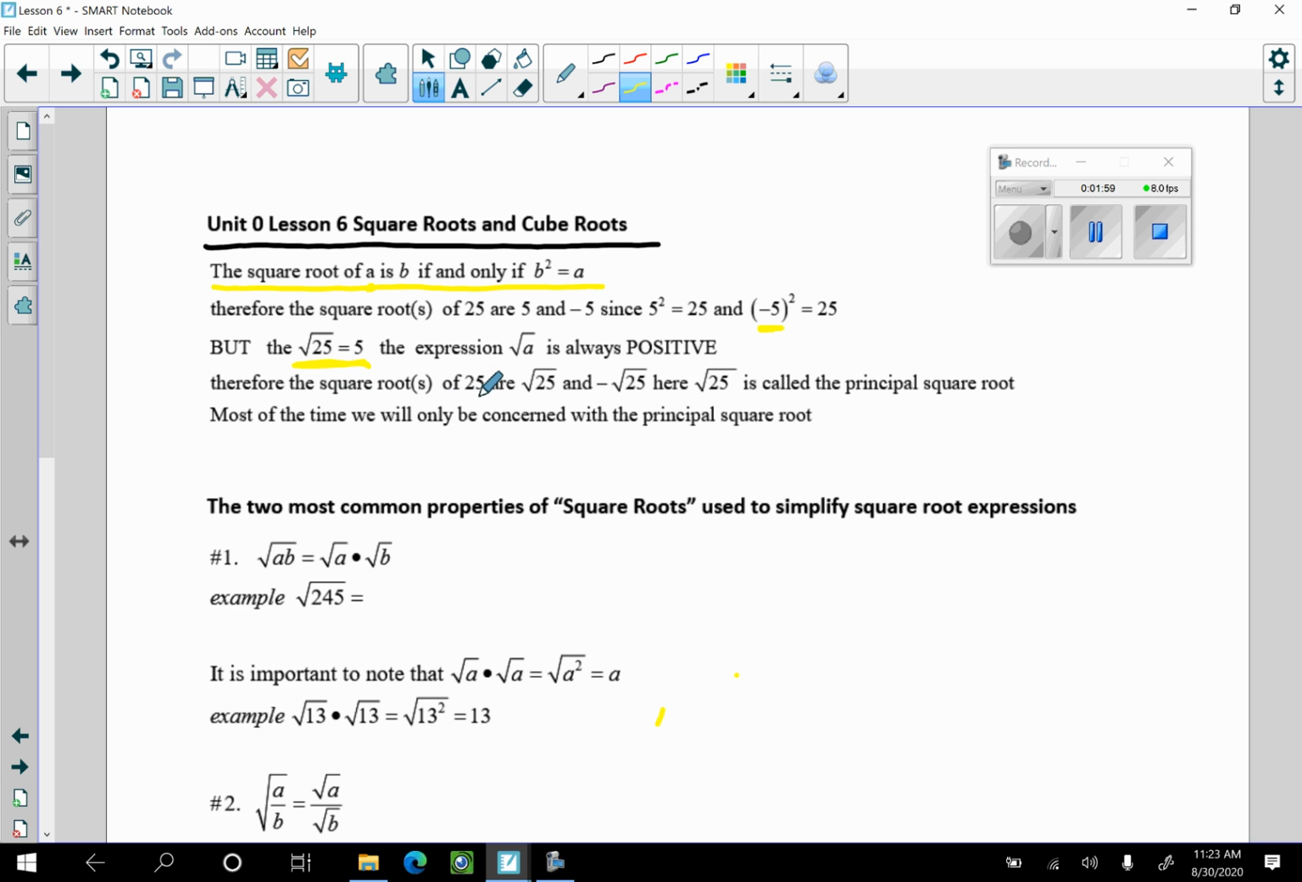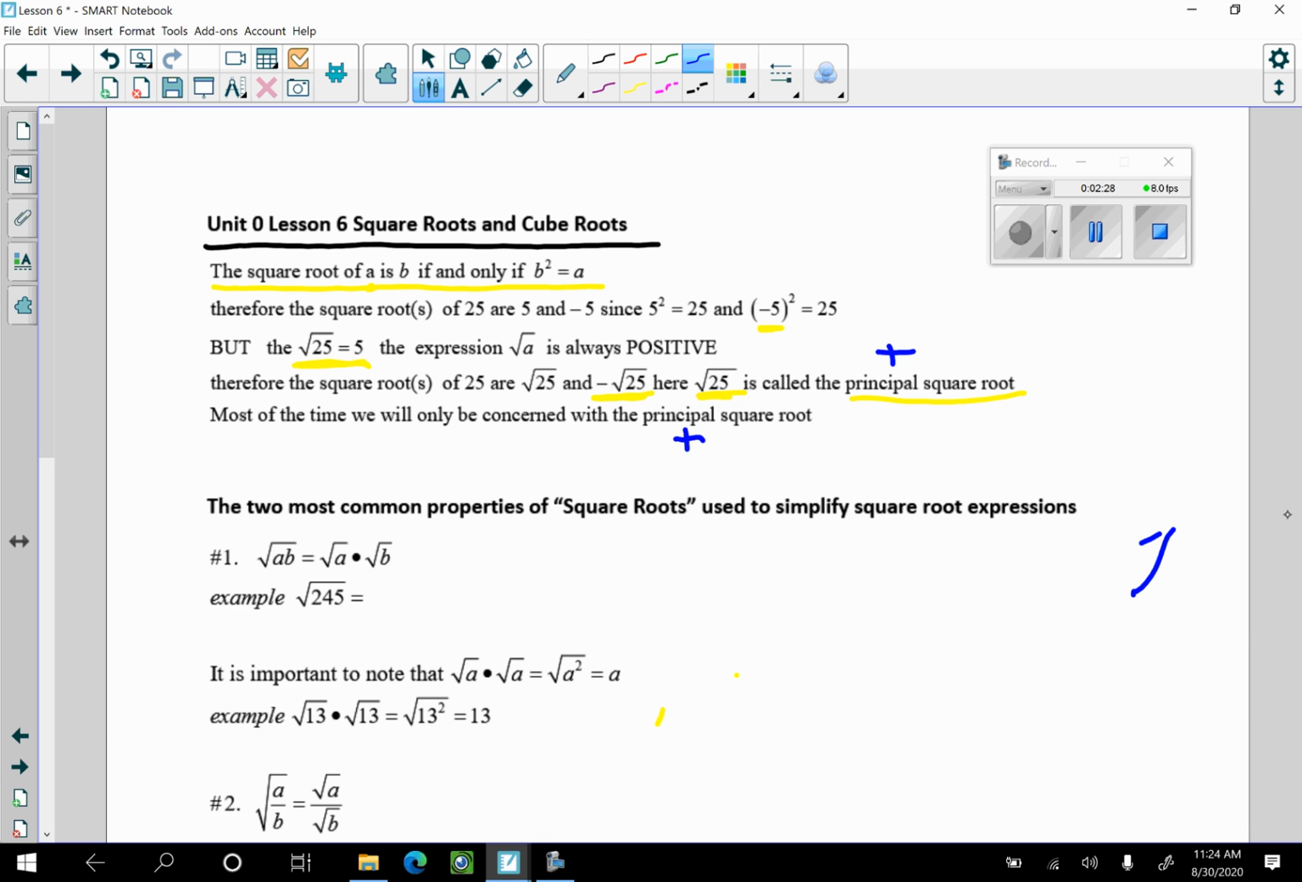Therefore, the square roots of 25 are the square root of 25 and the negative square root of 25. This is negative 5 because the square root of 25 is 5. This guy here, the square root, is what we call the principal square root, or the positive square root. Most of the time, and in this particular lesson, we're only going to be worried about principal square roots, the positive square roots.